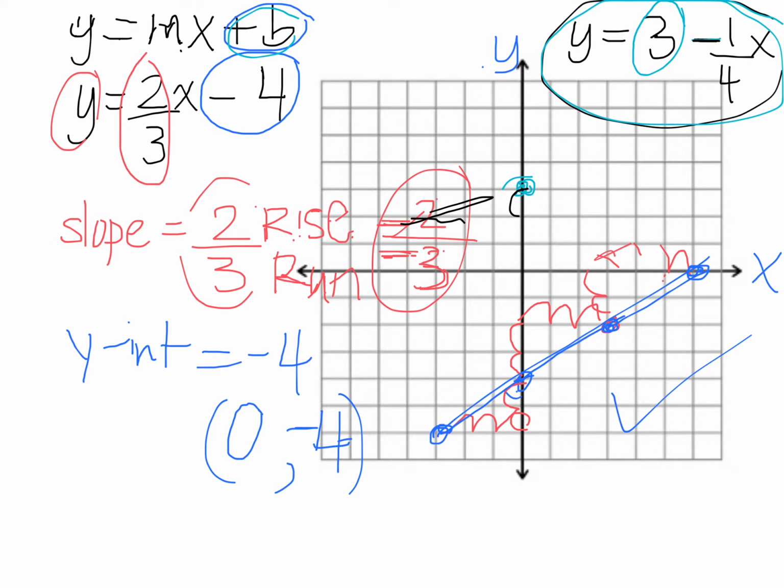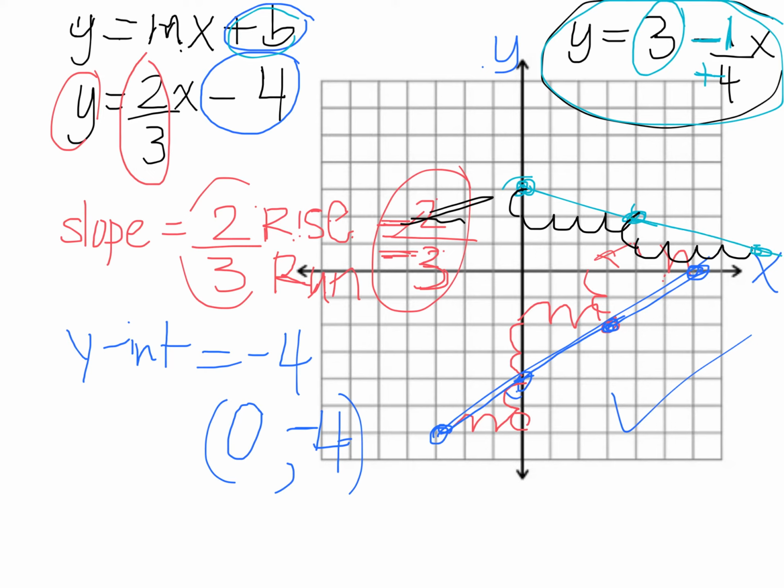So we need to go down 1, -1, and +4. A negative and a positive still make a negative. So we go to the right. Thank you. We go to the right. 1, 2, 3, 4. There's my next point. I can draw a line. I can go down 1 again over 1, 2, 3, 4. We ran out of space.